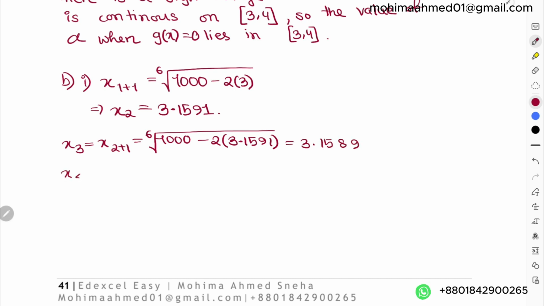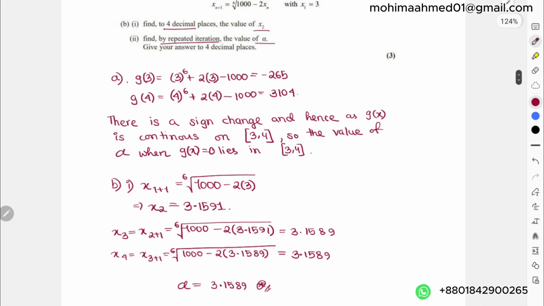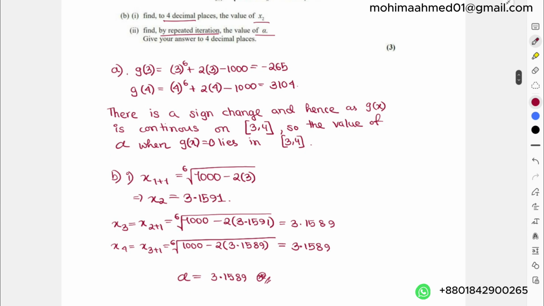You get 3.1589. Then x4, x3 plus 1, it's 1000, 3.1589, again 3.1589. I mean, I got my repeated value already, right? I don't need to continue for like 4 or 5 values. This is my repeated value, so this is the value for your alpha. Alpha is 3.1589, and that is your answer. So we are done with your June 23 question 1. This is all the working you need to do.